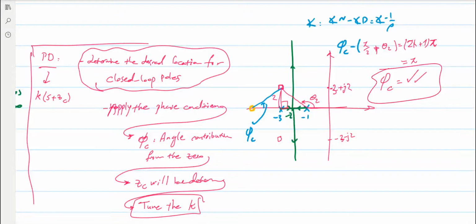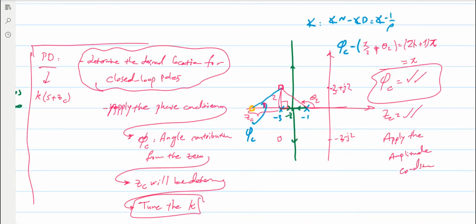Okay, phi c will be determined, and once we know phi c, we can determine this value for zc. And then once we have the value for zc, you can apply the amplitude condition in order to determine the value for the gain of the controller, or K. And once you find it, you will have the controller in the form of K times (s plus zc). So that's basically the way in which you can design the PD controller using the Root-Locus approach.